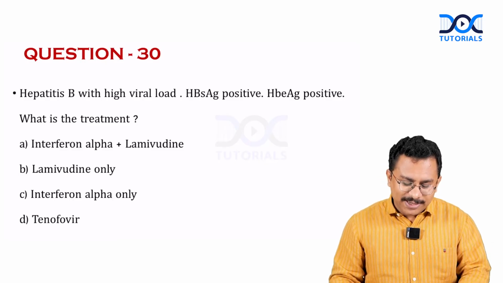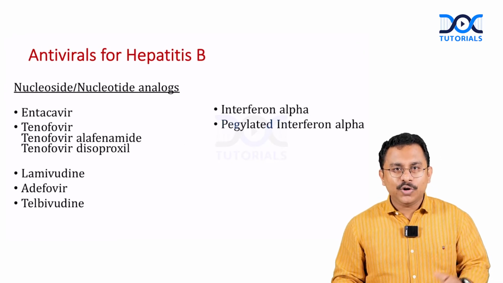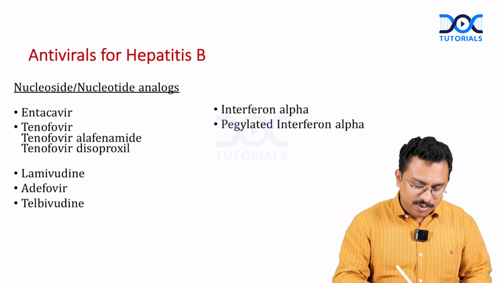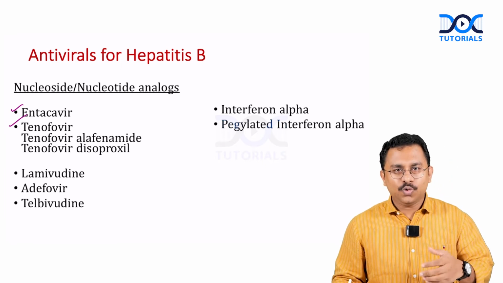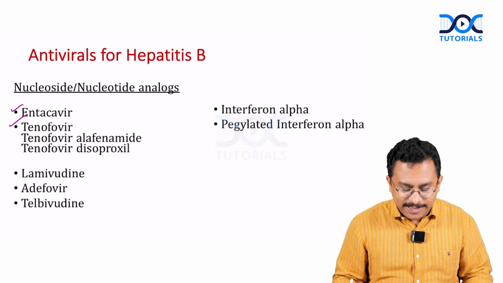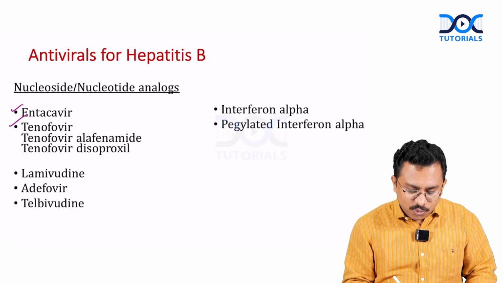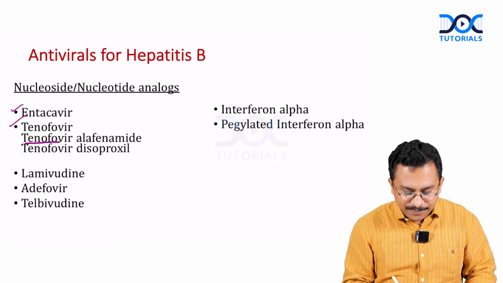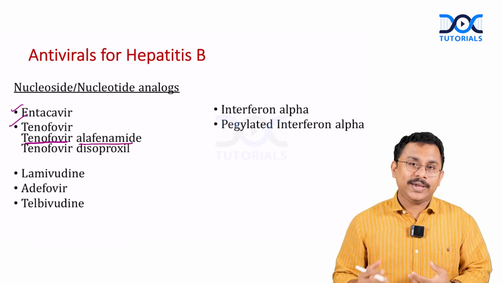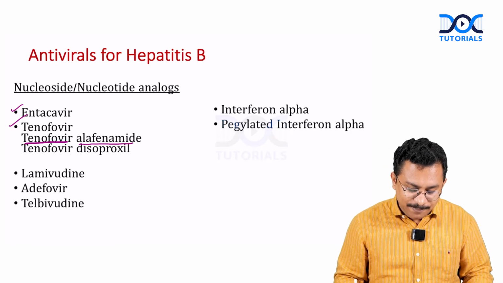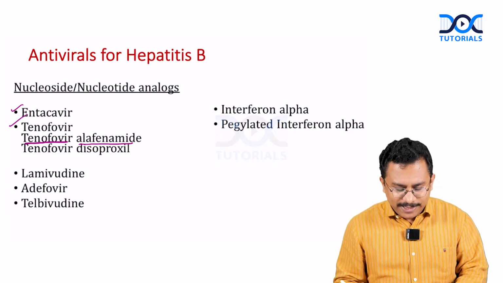So coming to the drugs that are available for the treatment of hepatitis B, you have got the nucleoside and nucleotide analogs, out of which you have got entecavir and then tenofovir. There are two preparations which are commonly used. One is alafenamide and the other is disoproxil. So out of these two preparations of tenofovir, the tenofovir alafenamide is the one which is better, or you can say having a better potency as well. So it's more favored. And then you've got lamivudine, adefovir and telbivudine.